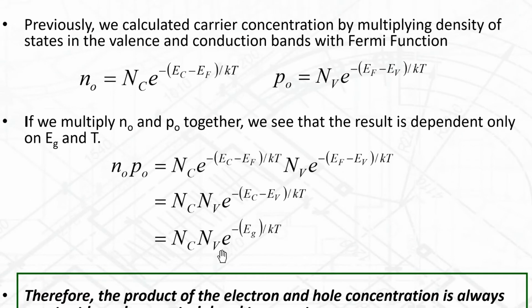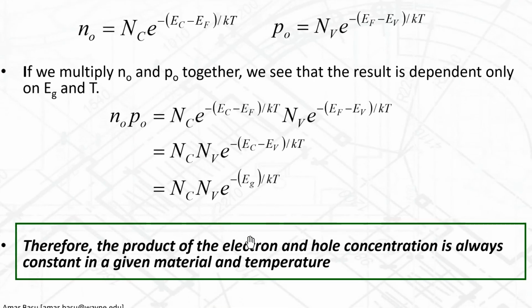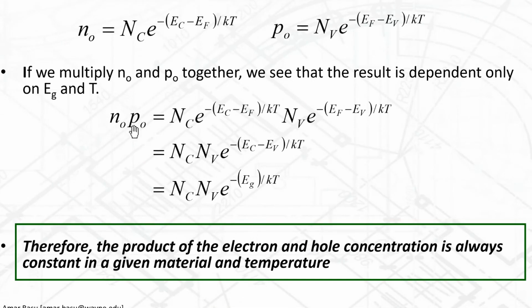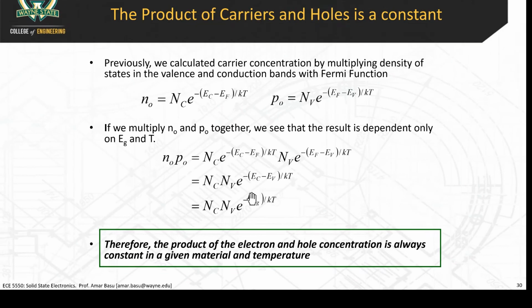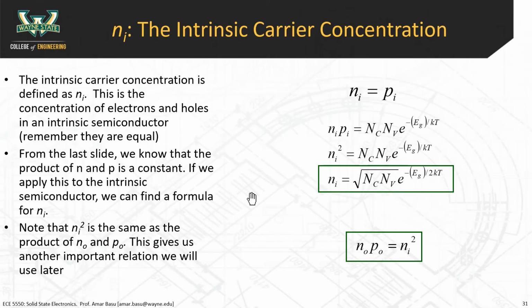You guys can do this yourself. I like to just point out the most important thing. So this EC minus EV is just equal to the band gap of a material. It's a fundamental material property for whatever semiconductor you're working with. In the case of silicon, it is 1.12 electron volts. So this tells us that the product of n and p is a constant for a given material at a given temperature. So Eg is the specific material and T is the specific temperature. Right, and that makes a lot of our calculations much easier.